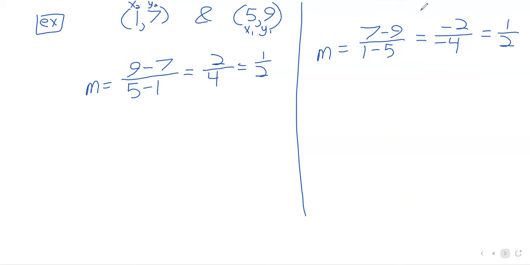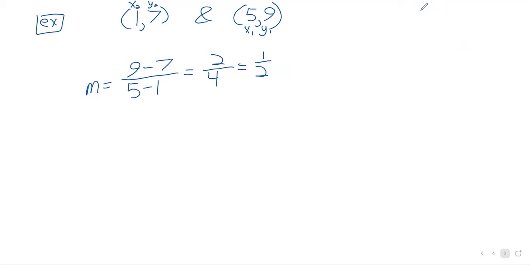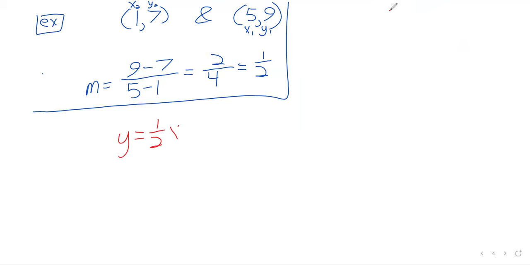And I want space. So we found m, and let's partition this off. So we know what m is in this example. y equals 1/2 x plus b. y equals mx plus b, but we know that m is 1/2. That's why I say we have to find m first. Does anybody already know or remember the trick here? How do we find b, given the information that we have on the board?